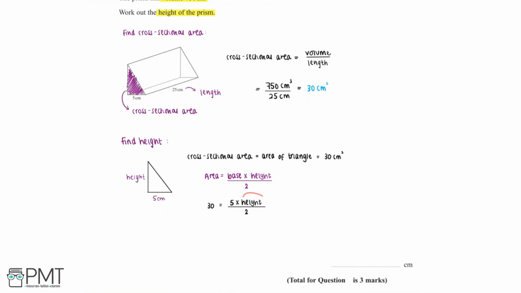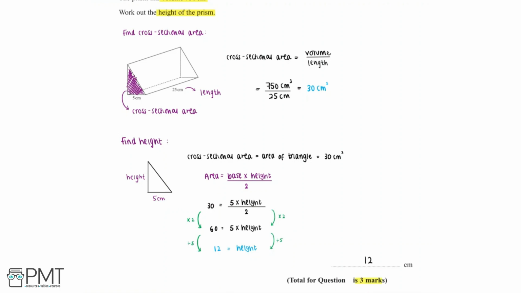Now, in order to go about finding the height, we can start by multiplying both the left-hand side and the right-hand side by 2 in order to get rid of the fraction. 30 multiplied by 2 is equal to 60, and 5 times the height, all divided by 2, multiplied by 2 would be equal to 5 times the height. And now to find the height on its own, we can divide both the left-hand side and the right-hand side by 5. 60 divided by 5 is equal to 12, and 5 times the height divided by 5 is equal to the height. And so we've found that the height of the prism is equal to 12 centimeters.